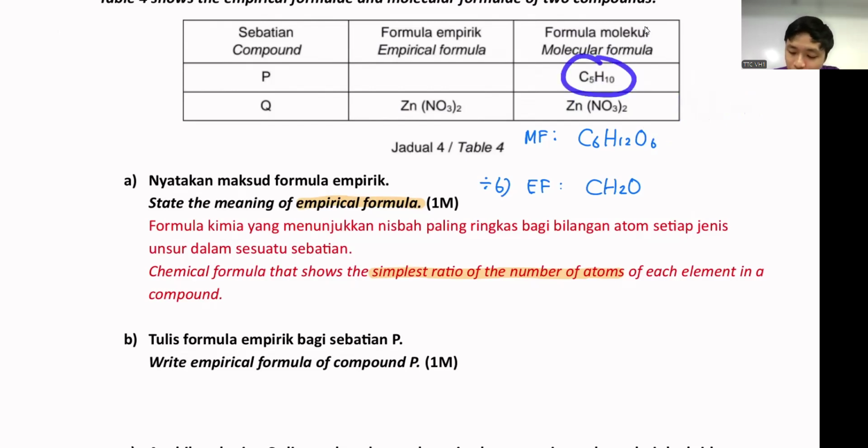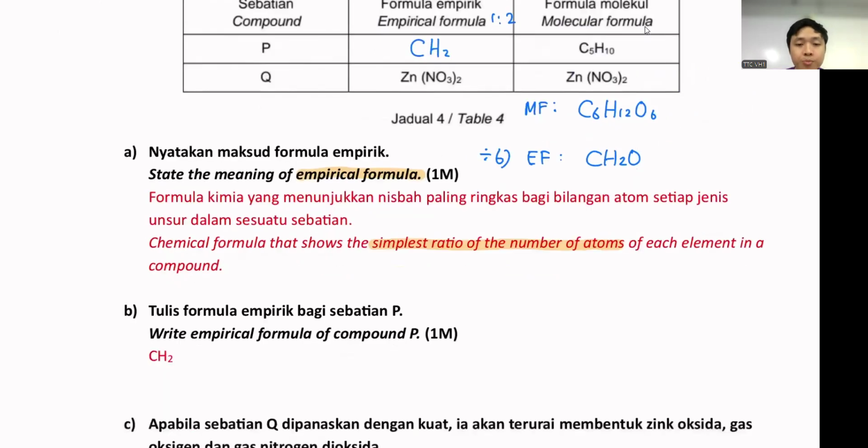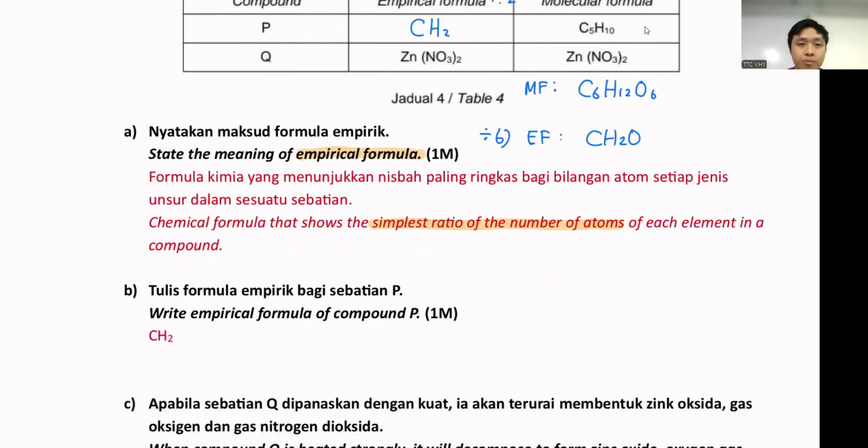But not for this one. This one, the ratio is 5 to 10. Isn't it both numbers can be divided by 5? So you will get 1 to 2. 1 to 2 means C is 1, H is 2. That's why the answer is CH2. It is the empirical formula of C5H10.